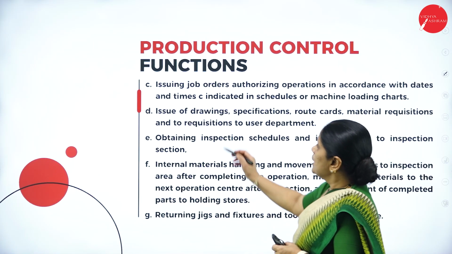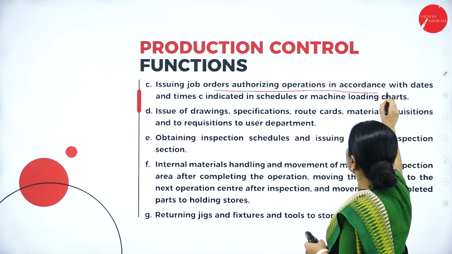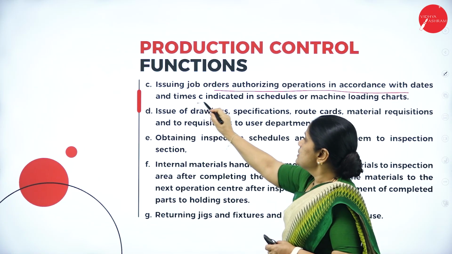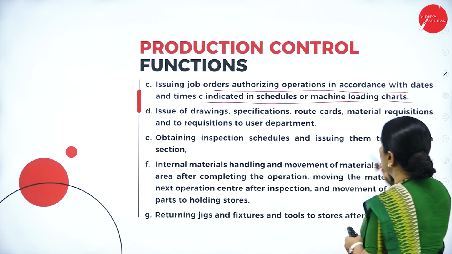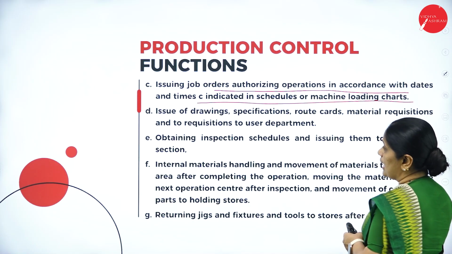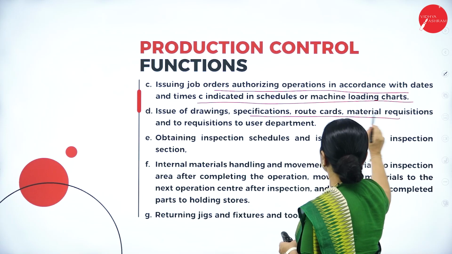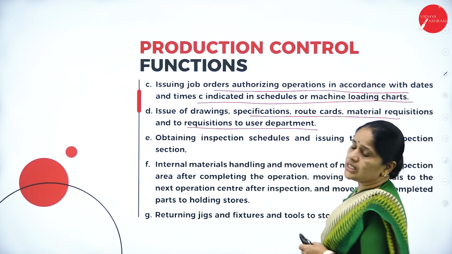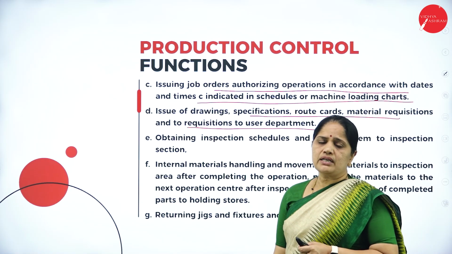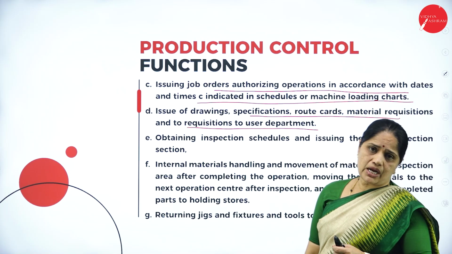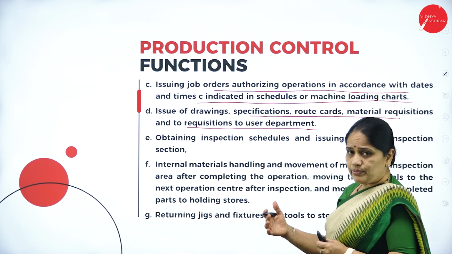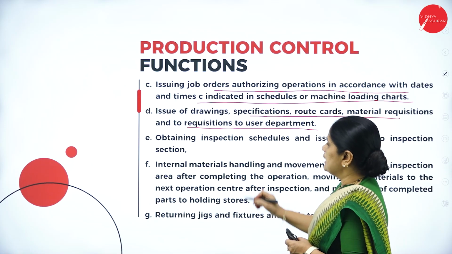Then issuing job orders, authorizing operations in accordance with the time indicated in the machine loading charts. Then issue of drawings, specifications, route cards, material requisition to the user department. So whatever we need for the production house, everything has to be done in detail.